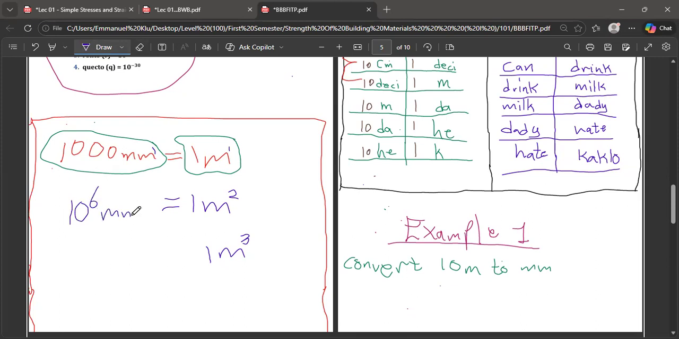Please, I'm okay. Okay, so you see what is happening over here. Are you following what I'm doing? If you increase the exponent by 3, if you do 10 exponent 3 cubed, what are you going to get? Everyone should do that quickly and tell me. You realize that now the zeros are going to be 9, right? So it's going to be 10 exponent 9 millimeter cube.